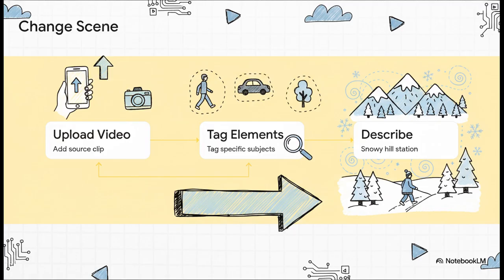No manual rotoscoping, no tedious masking. The AI just gets what the subject is. You say, change the background to snow, and boom, within minutes, your character is seamlessly walking through Winter Wonderland.